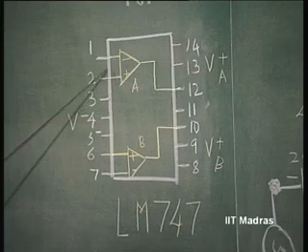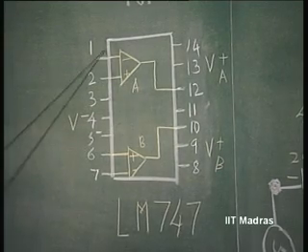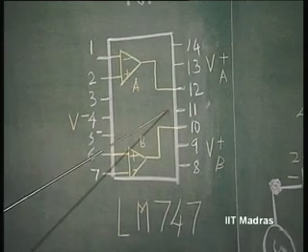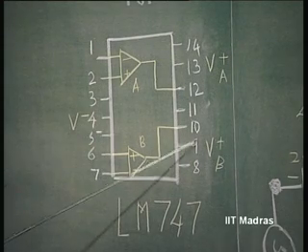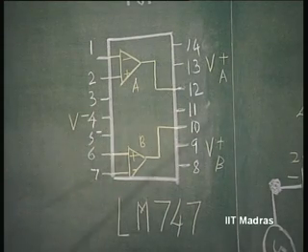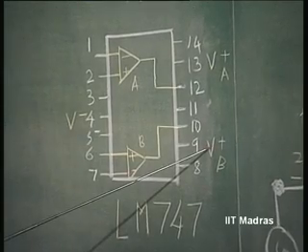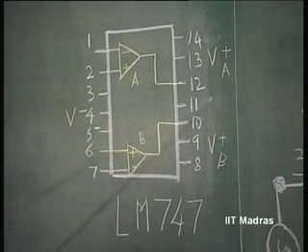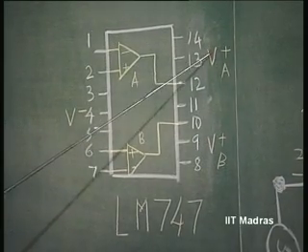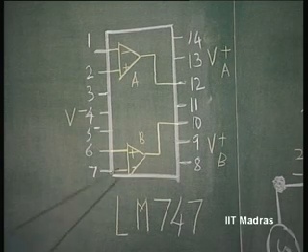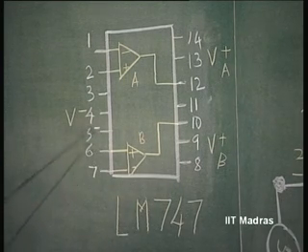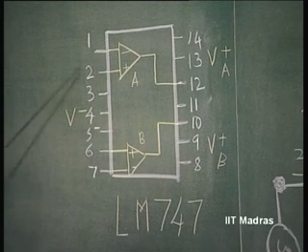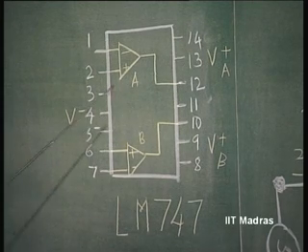That means phase shift from here to here is 0, phase shift from here to here is 180 degrees, and this is the negative supply. We have 2 terminals for the positive supply, one for A and one for B separately, common negative supply, and then we have 2 terminals for offset compensation for each of these op amps.